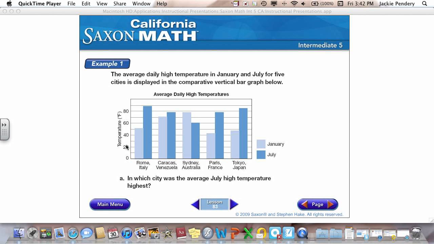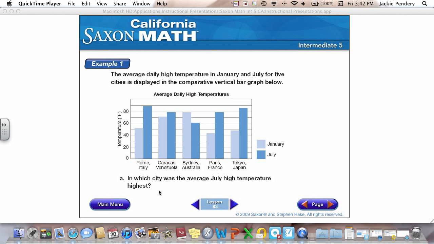So on this graph over here on our y-axis we have our temperature in degrees Fahrenheit, and then for each city we have two different pieces of data. We have the light blue, which is our average temperature in January, and the dark blue, which is our average temperature in July. So for some of the next few questions we'll be looking at just the January temperatures, just the July temperatures, or comparing them. So let's go ahead and start.